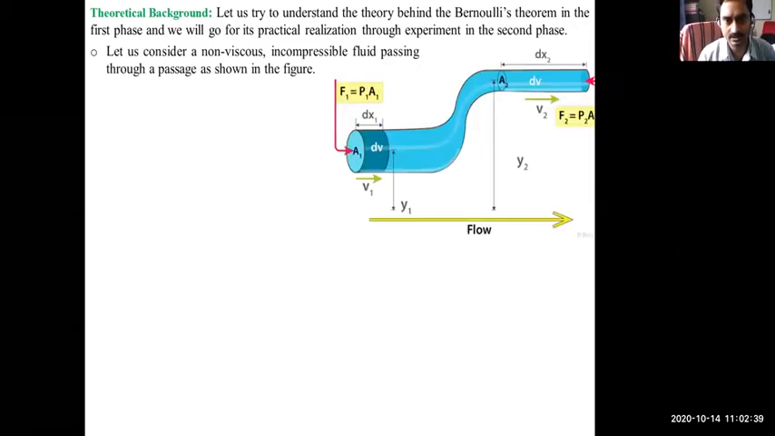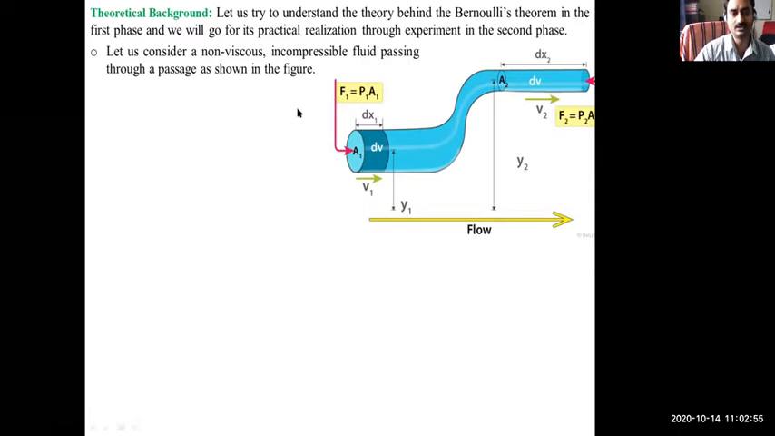Let's consider a non-viscous incompressible fluid passing through a passage as shown in the figure. You could see this is a passage of varying cross section. On this side you have a larger cross section A1, and here a smaller cross section A2. So the fluid is flowing through it.